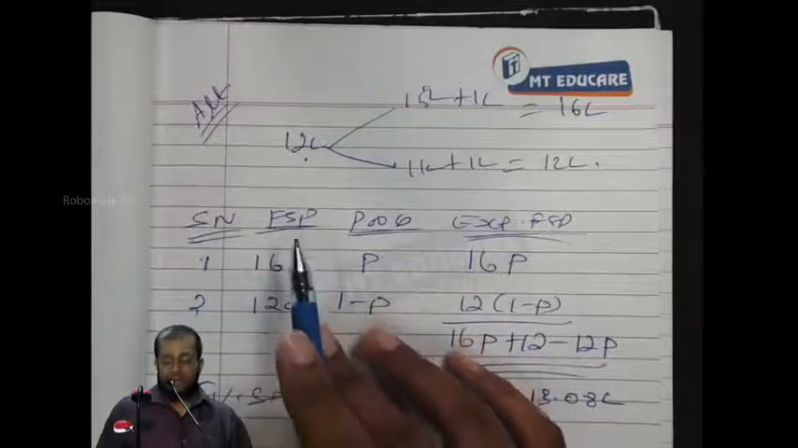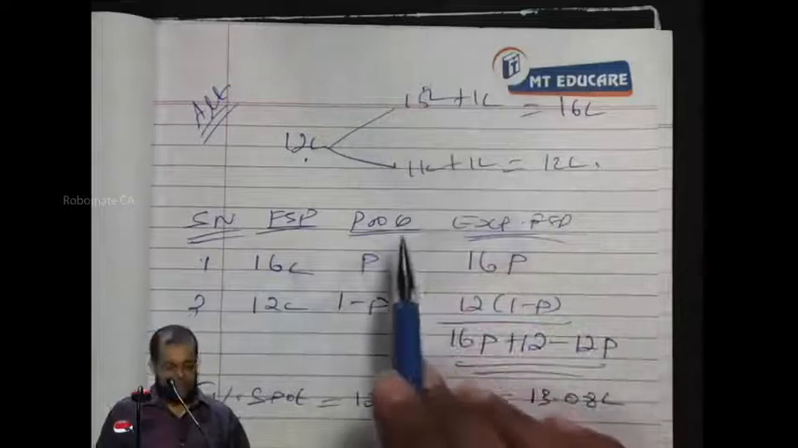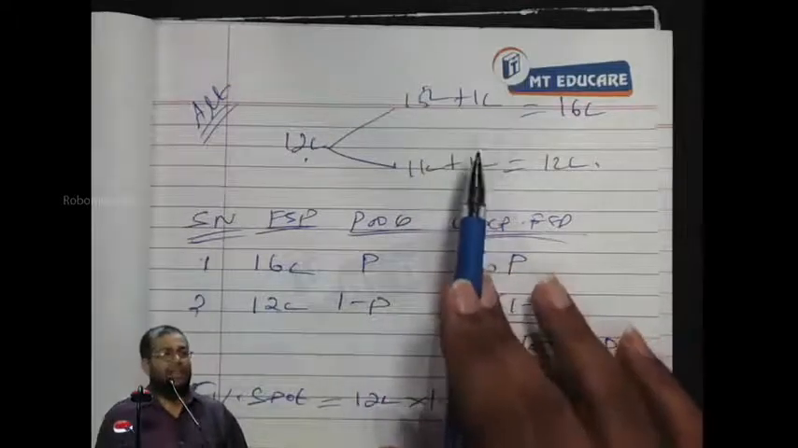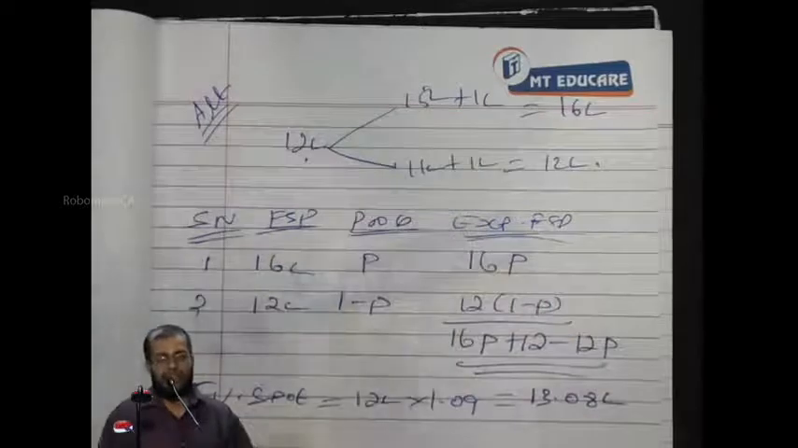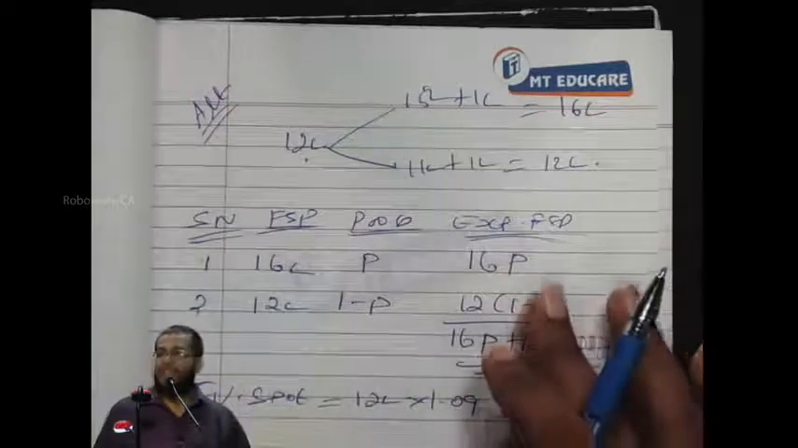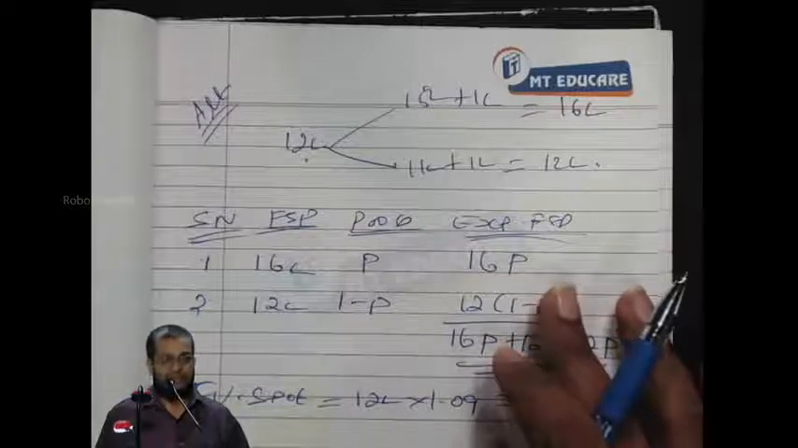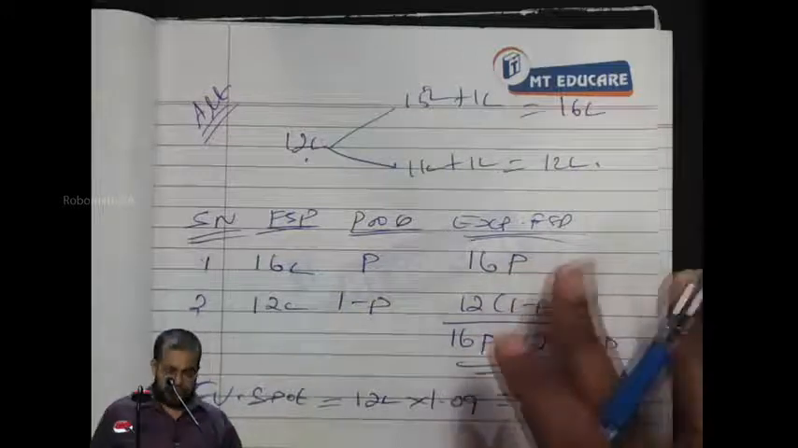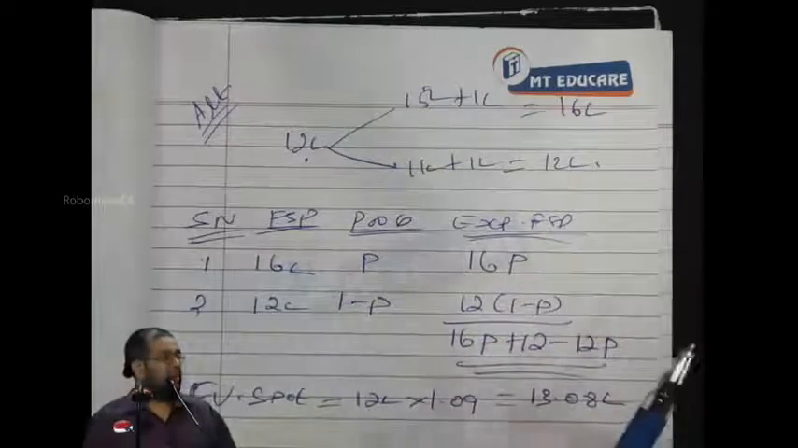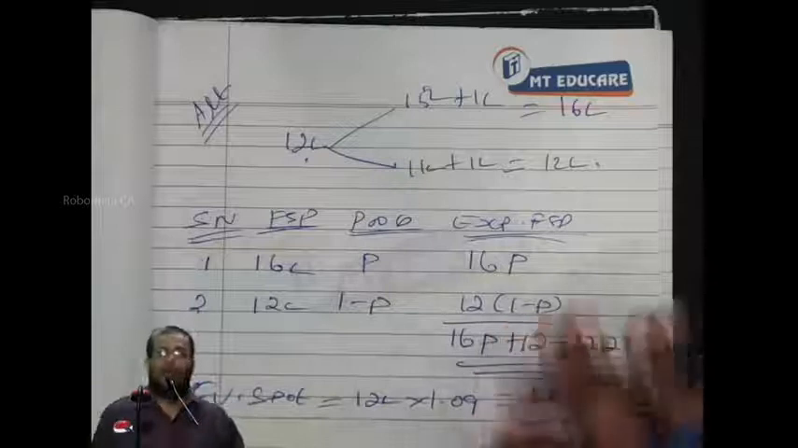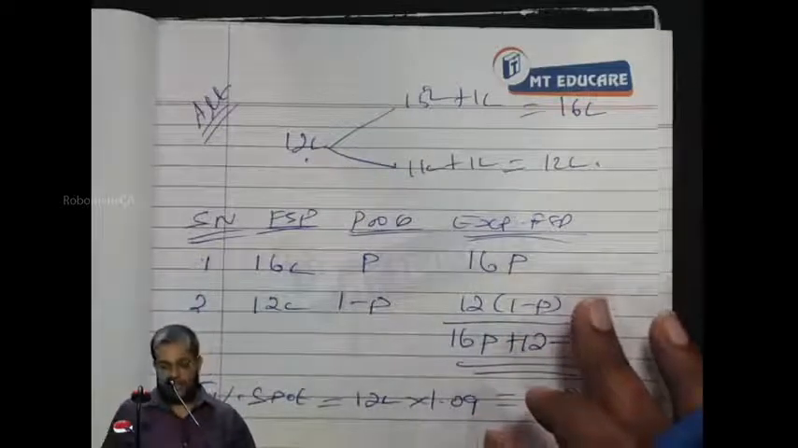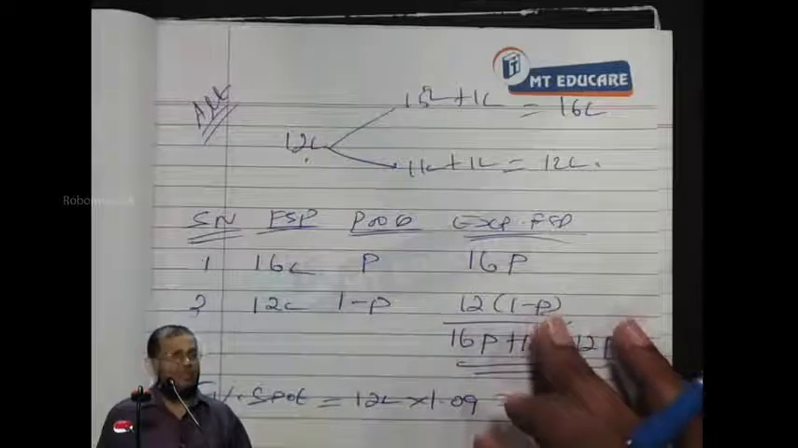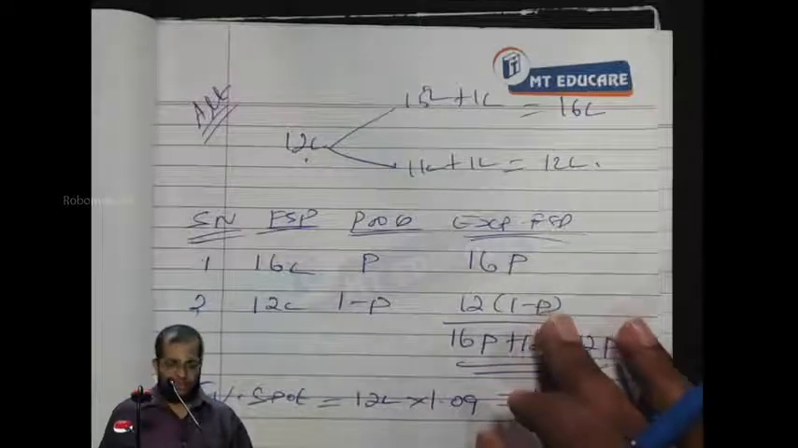it has converted FSP into current price. This does not affect the risk neutral probability.